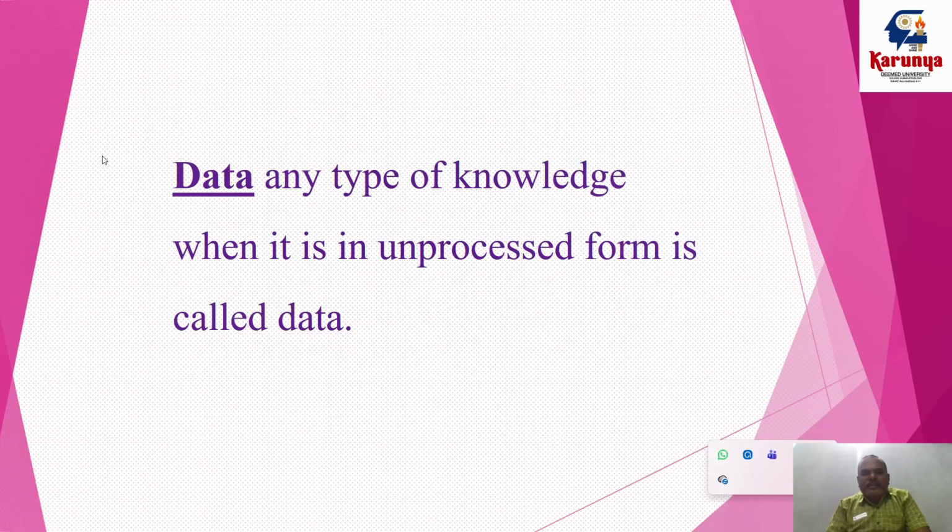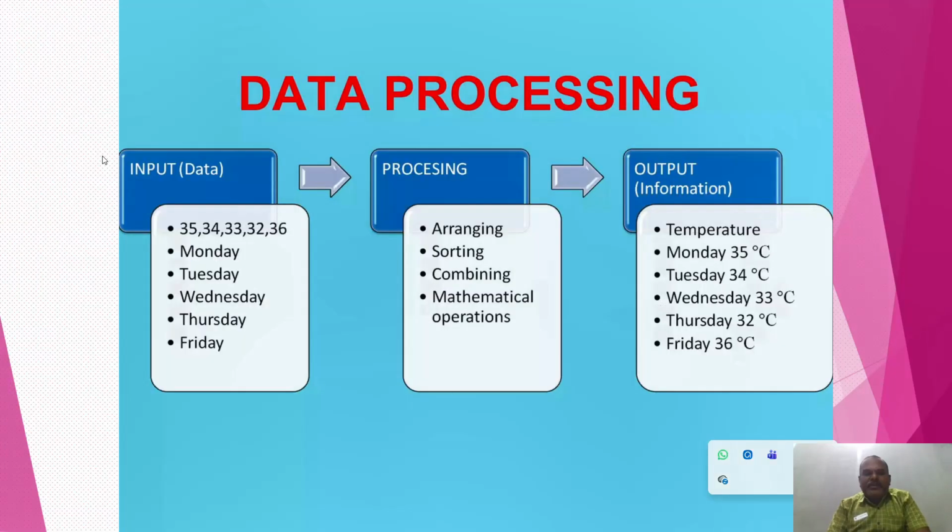So here, data is a type of knowledge. It may be any kind of knowledge, any kind of data. It is in unprocessed form. That's what we saw in the beginning also. Data means it is unprocessed, but when it becomes information, it is processed and structured. So this is the data processing example.